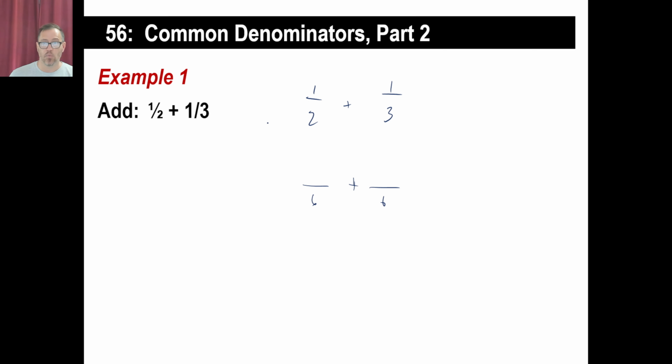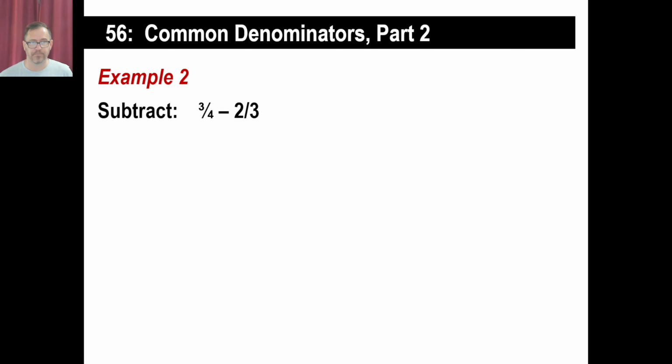Well, 1/2 is the same thing as how many out of 6? 3, right? 2 times 3 is 6. 1 times 3 is 3. And 3 times 2 is 6. So 1 times 2 is 2, right? 3/6 plus 2/6 is 5/6. Done, right? Okay. All right, let's try another one.